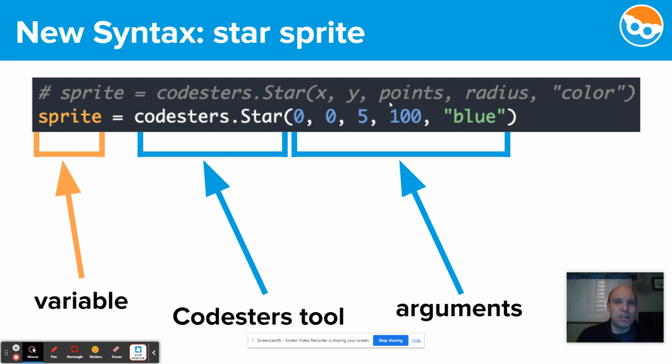Then you have points, which is how many tips the star has going around it. The default is 5, but you can make it 10, you can make it 100, you can make it 3. So you can change that. The radius is how big the star is going to be, and then the color is, of course, what color the star is going to be when it's drawn.